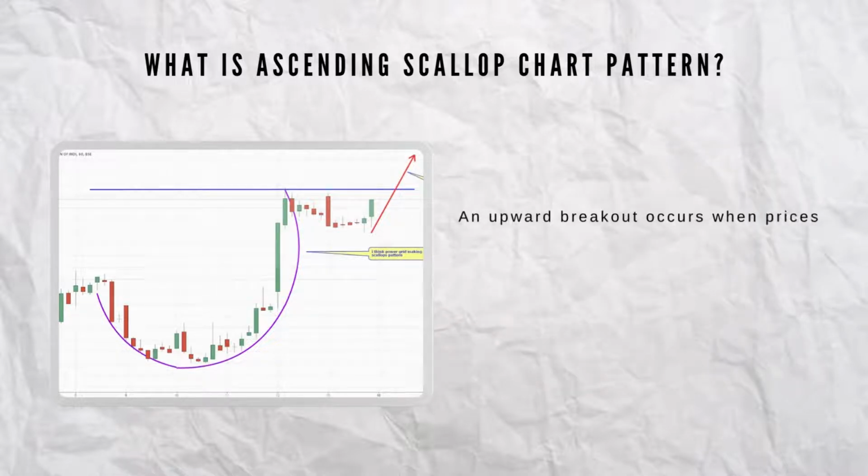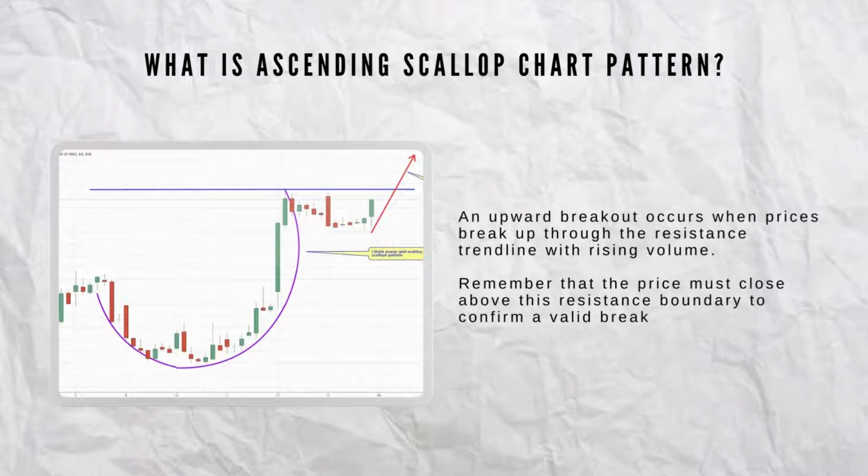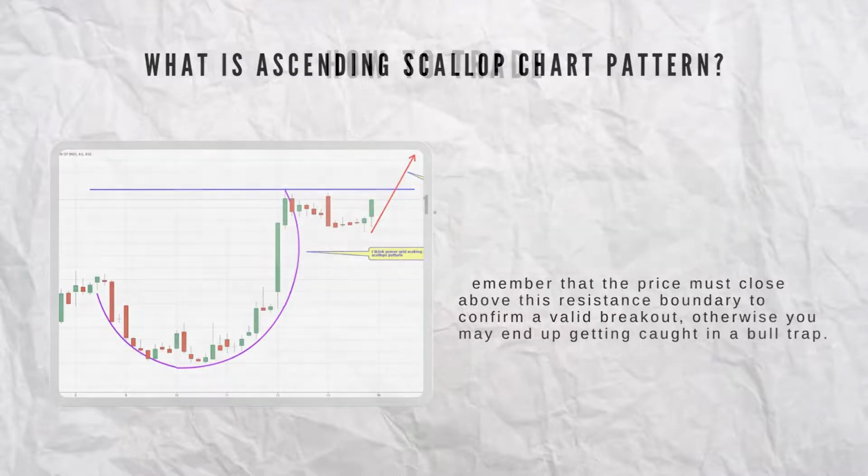An upward breakout occurs when prices break up through the resistance trend line with rising volume. Remember that the price must close above this resistance boundary to confirm a valid breakout, otherwise you may end up getting caught in a bull trap.